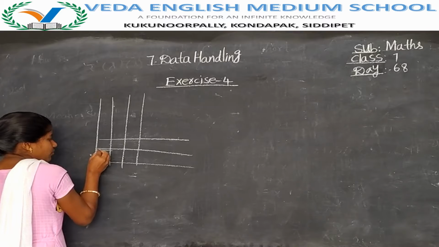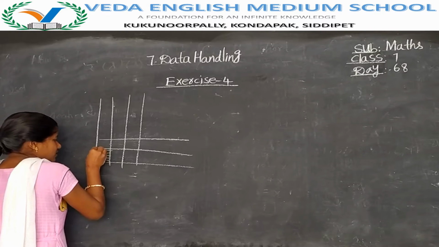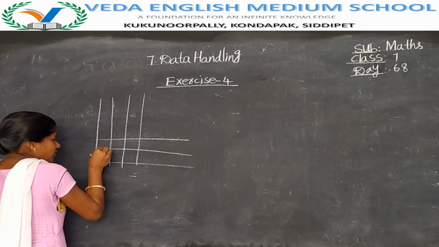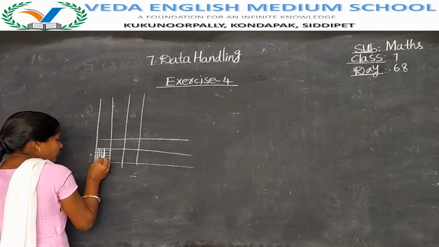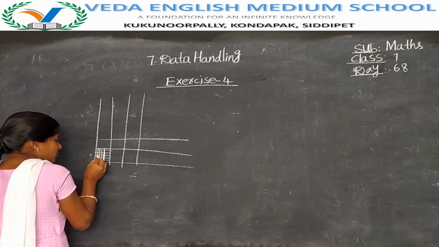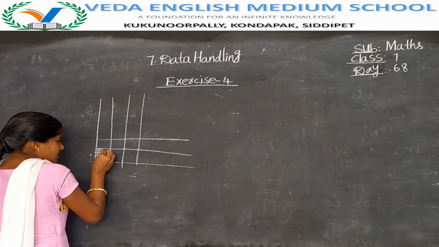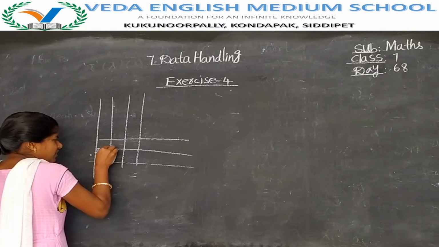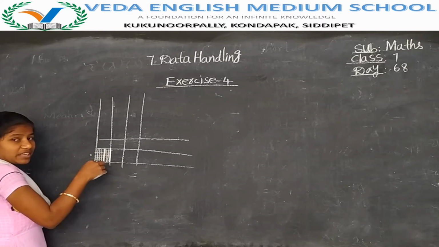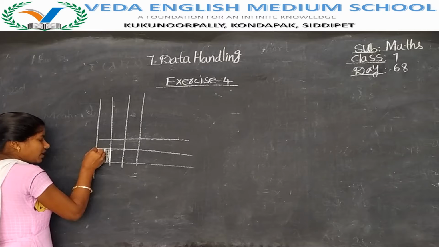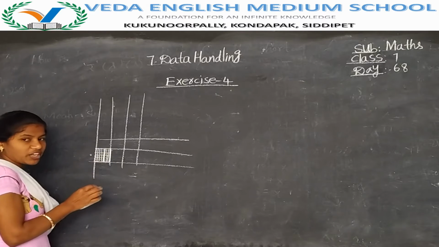1, 2, 3, 4, 5, 6, 7, 8, 9, 10 lines like this are there. Horizontal lines 10, vertical lines 10. That means in each box we have 100 small boxes. Like this we have the graph paper.